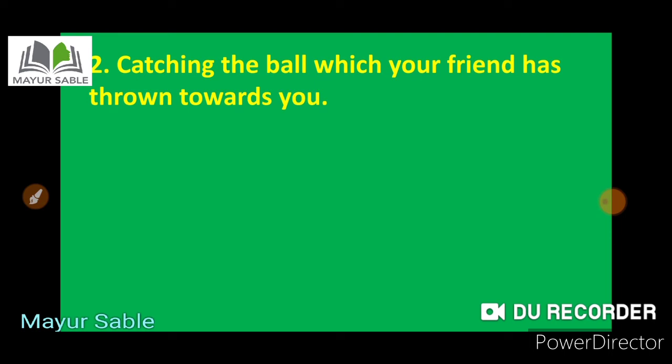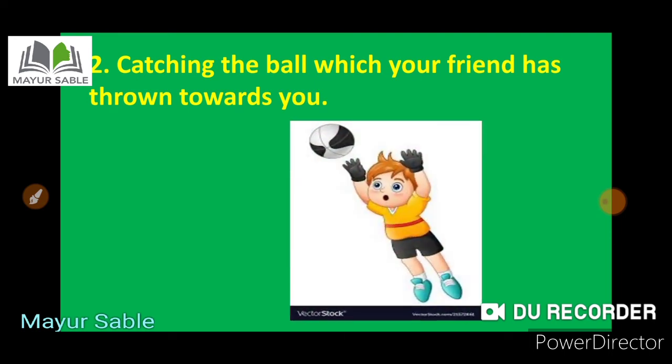In the second case, catching the ball which your friend has thrown towards you. Your friend throws a ball towards you and you catch that ball. The force was applied on the ball in your direction, but you are going to stop or catch that ball. That means you apply a force opposite to the direction of the ball's motion.